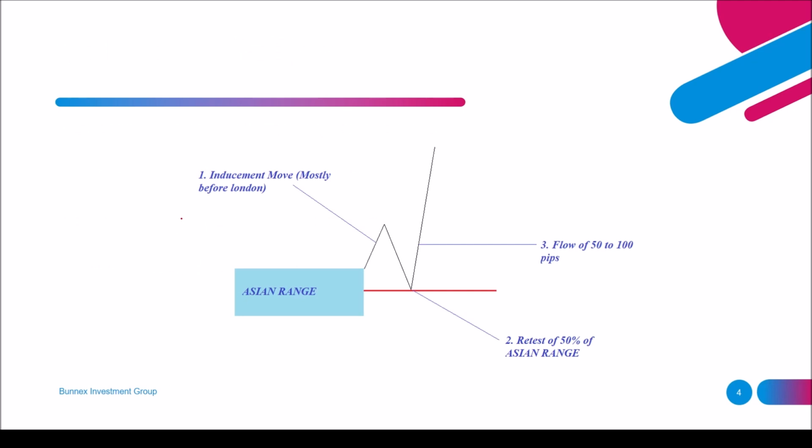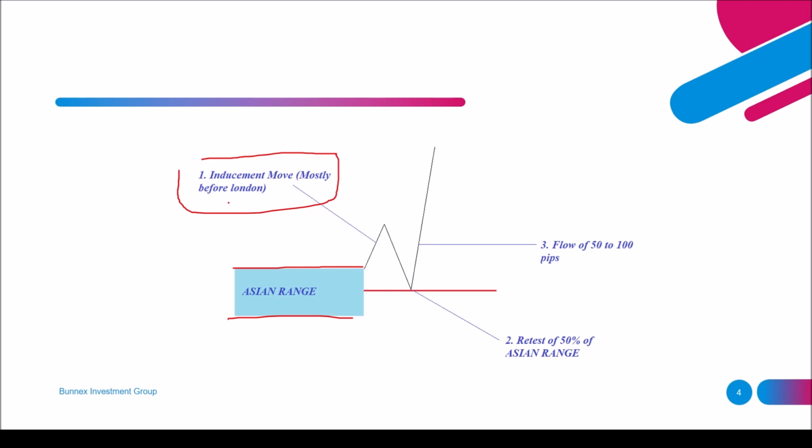First step of this particular pattern is to look for an inducement move. An inducement move is a fake move that mostly comes before the London session or in between the session changeovers. Then we need to observe the Asian range. From that Asian range, it sets the initial high and low of the day. And then after setting the initial high and low of the day, we need to see price coming out of that Asian session range, making the inducement move.